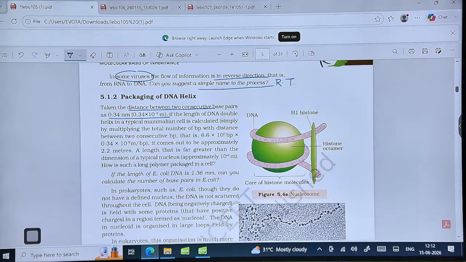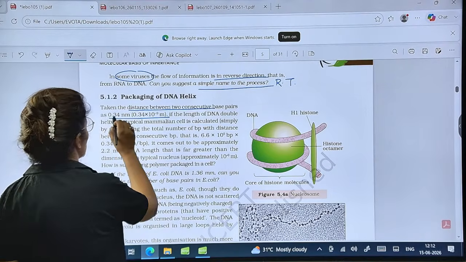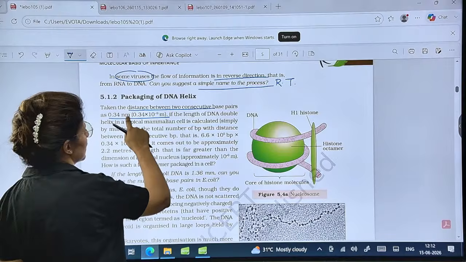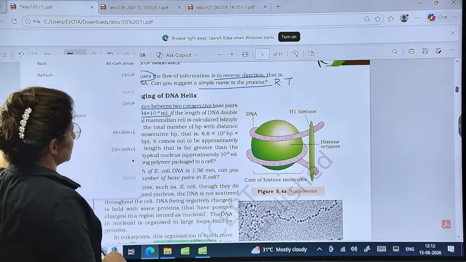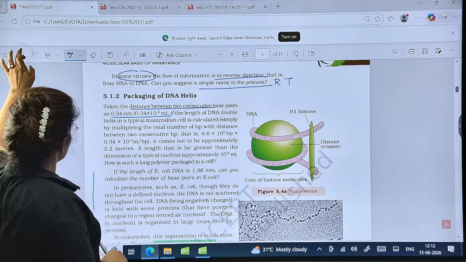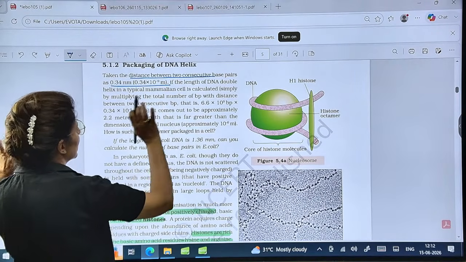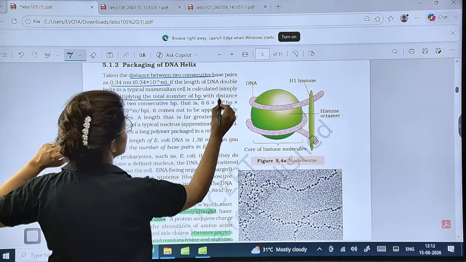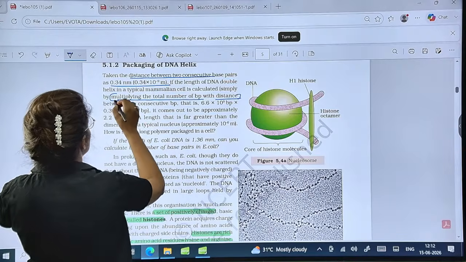All right, guys. Now coming back, the distance between two consecutive base pairs is 0.34 nanometer. Just read, it is the rise per base pair. Now see the length. How do you calculate the length? The length of DNA is calculated by multiplying the total number of base pairs with the distance between them. This is the formula, and this gives you the total length.